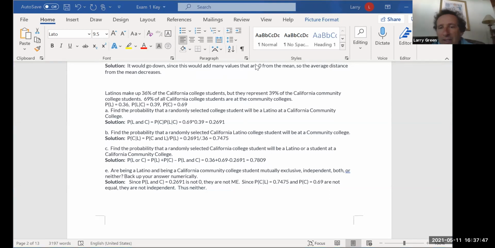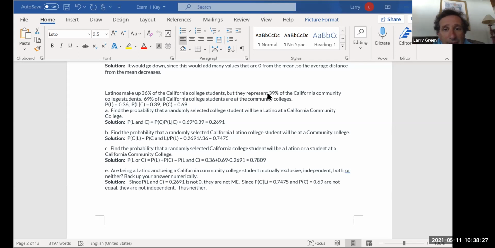Okay, so the next question was a probability question. It says Latinos make up 36% of the California college students, but they represent 39% of California community college students. 69% of all California college students are at community colleges. So before I even answer these questions, I'm just going to put all these numbers as probabilities. Probability of L for Latino is 0.36.